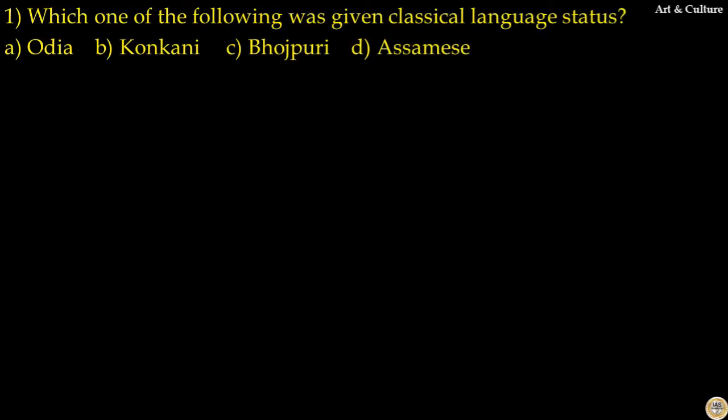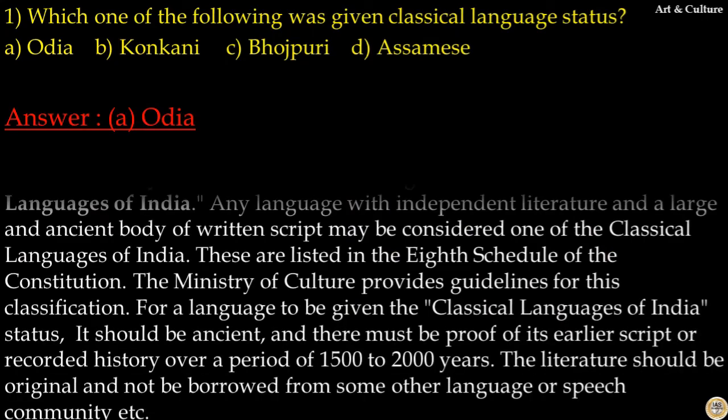Our first question is, which one of the following was given classical language status? Options are Odia, Konkani, Bhojpuri, Assamese. The answer to this question is option A, Odia.